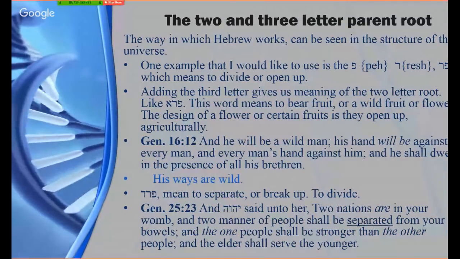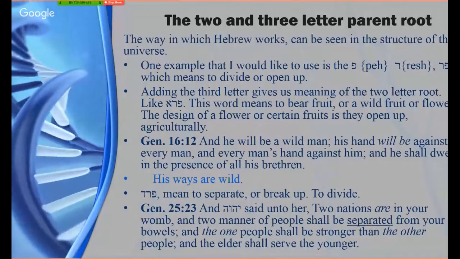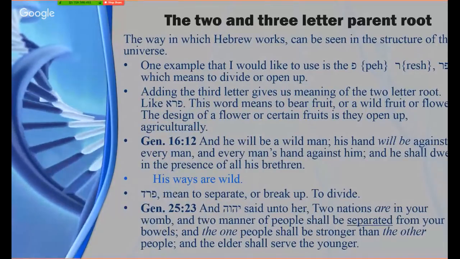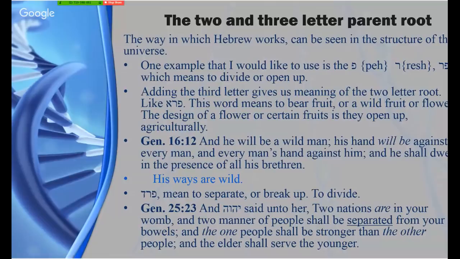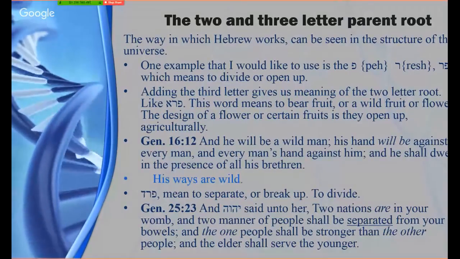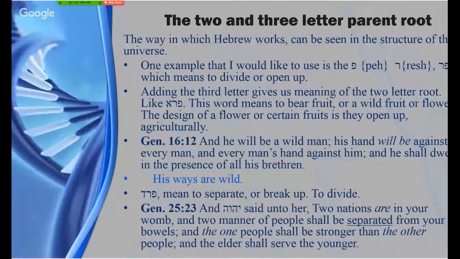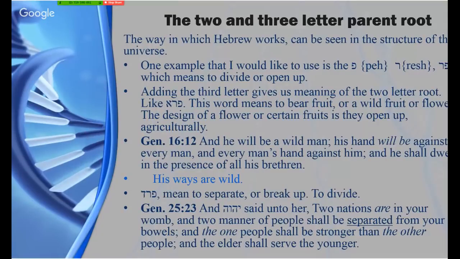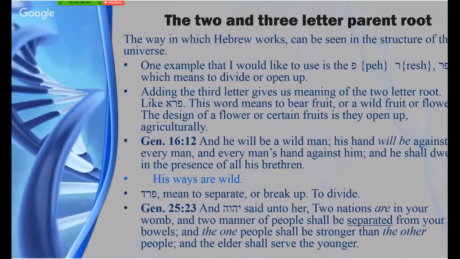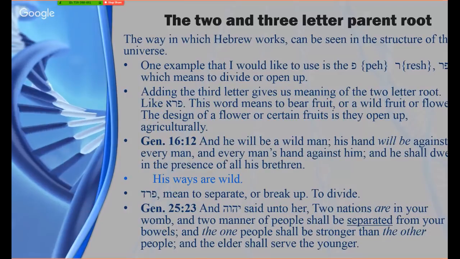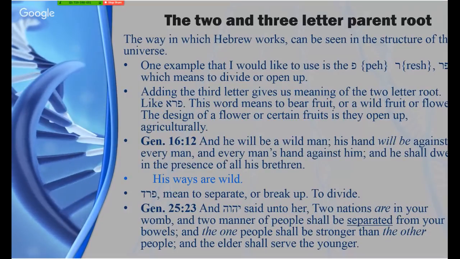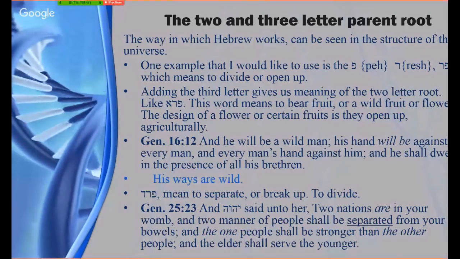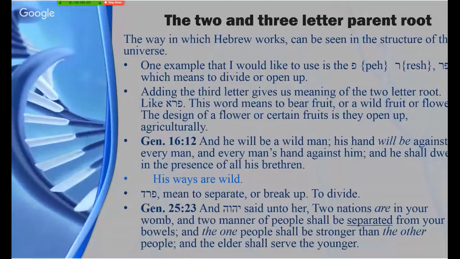If I add the 3rd letter, I'm only going to use the pay and the resh, and I'm going to add an aleph. This word means to bear fruit. Para means to bear fruit, or specifically a wild fruit, wild flower. All I added was the aleph, and it means something that's wild. A flower or a certain fruit opens up agriculturally. That's what a flower does, it just opens up. Some things can open up wildly. You can be wild with how you're opening up.